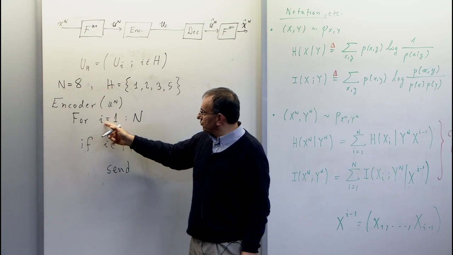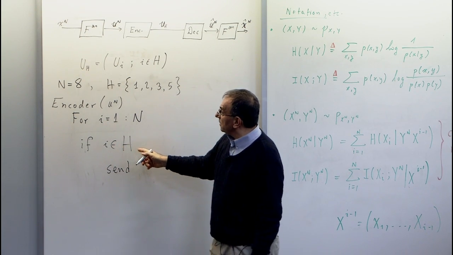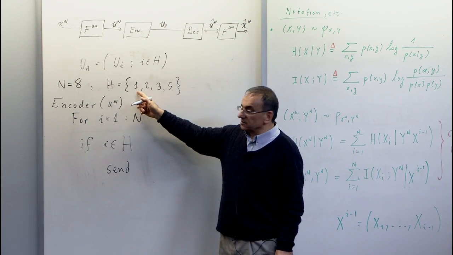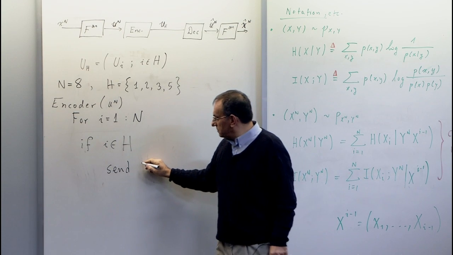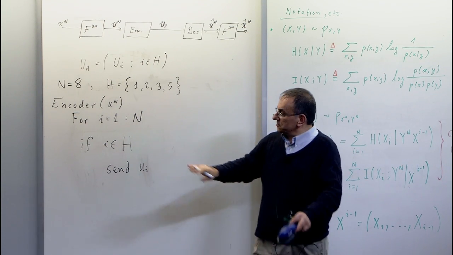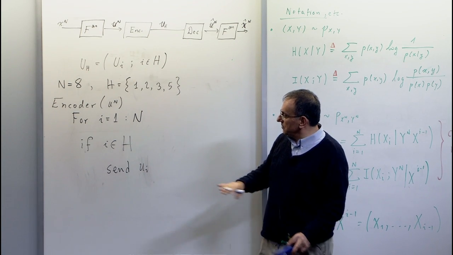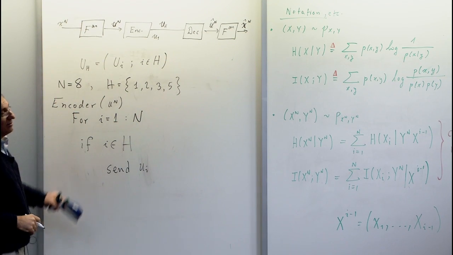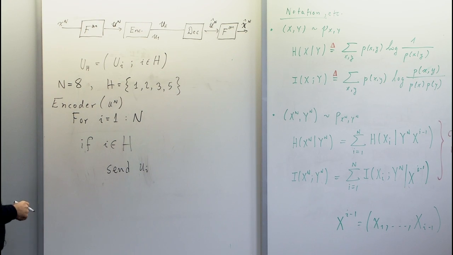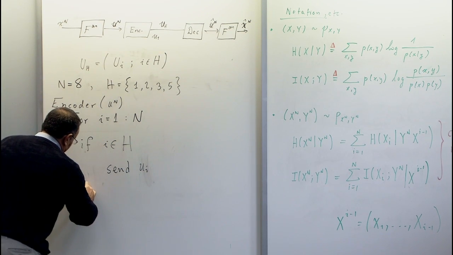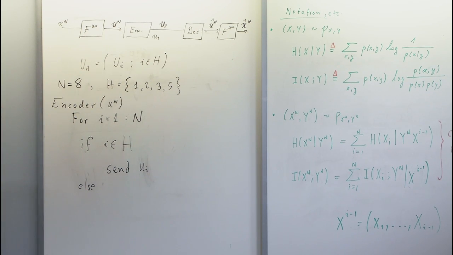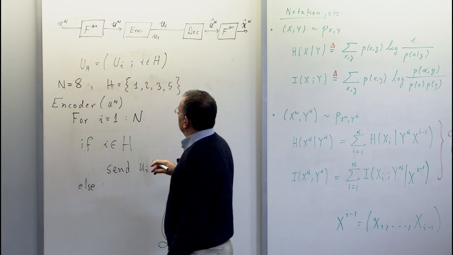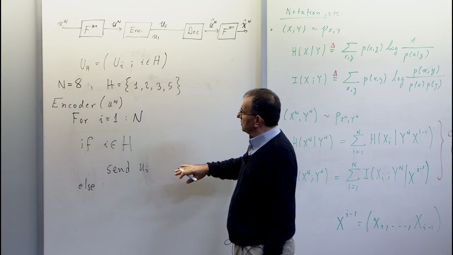Now we look at the first coordinate. If the first coordinate is a high entropy coordinate, which it is in this case, we send u sub i as is, without any change. So u1 is going to be sent out by the encoder because 1 is a high entropy coordinate. Else, if it is not a high entropy coordinate, maybe I should change this statement a little bit.